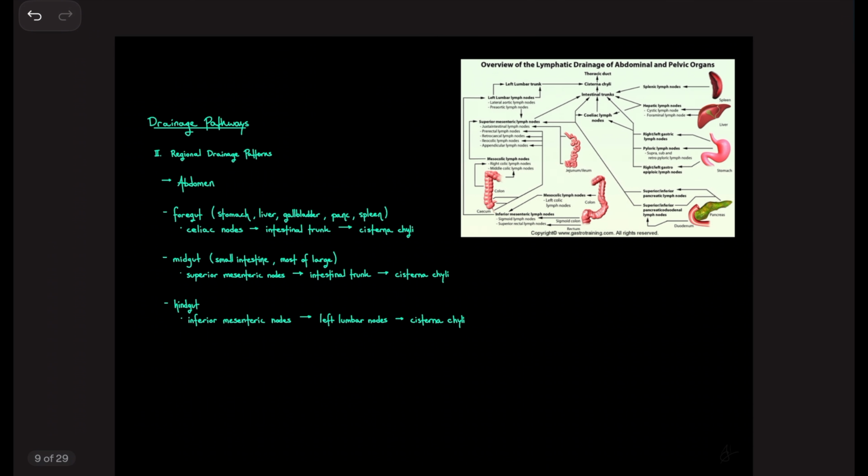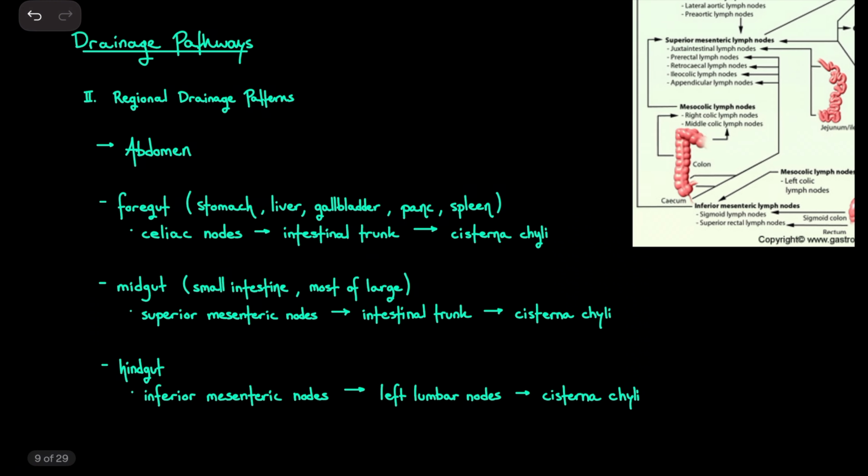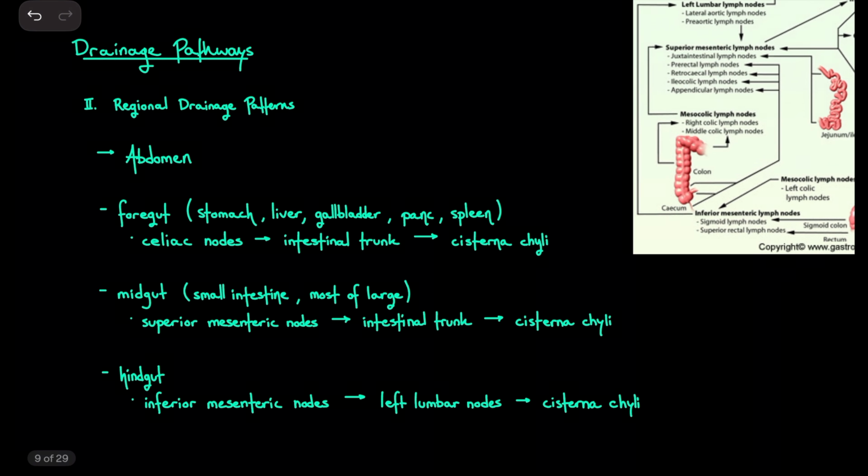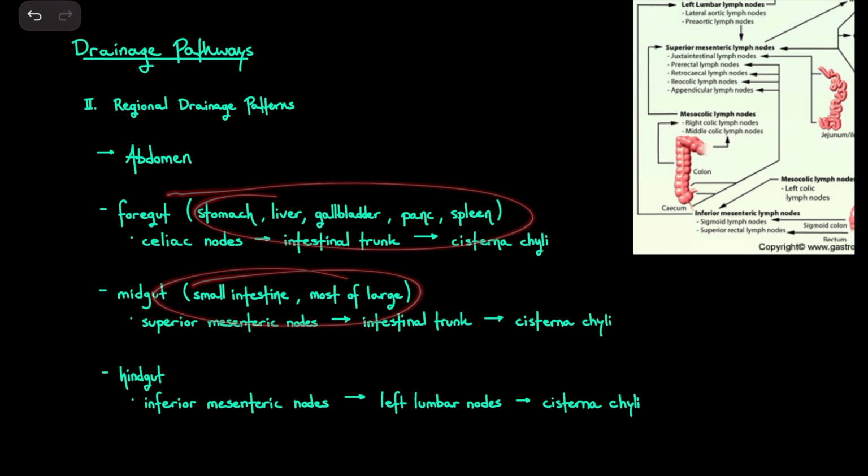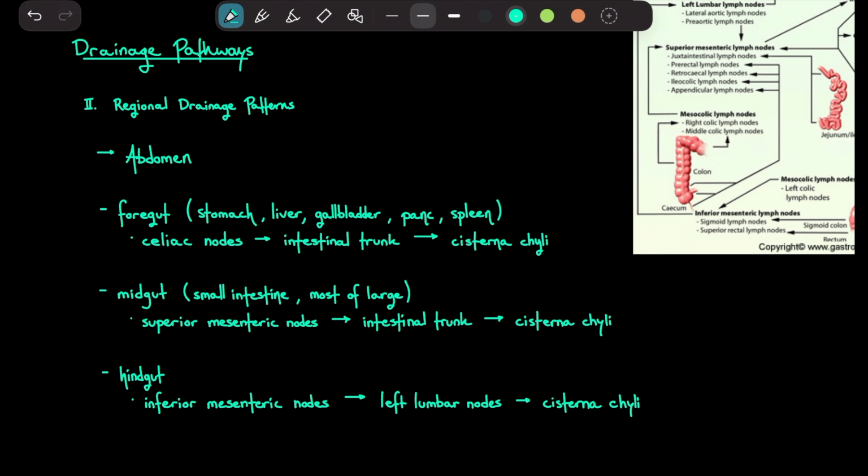Cool. Okay. So my abdomen, we can split that up into the foregut, midgut, and the hindgut. I have the definitions of those there. I guess I didn't include the hindgut. That is the rest of the large intestine. Distal third, and the rectum. Okay.